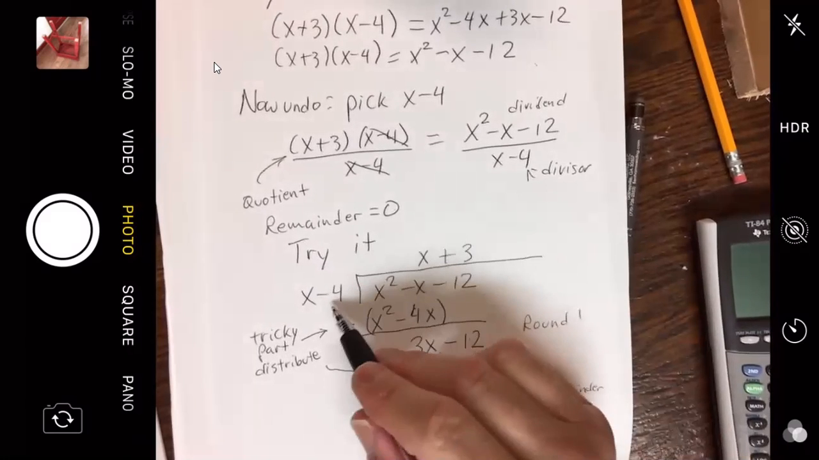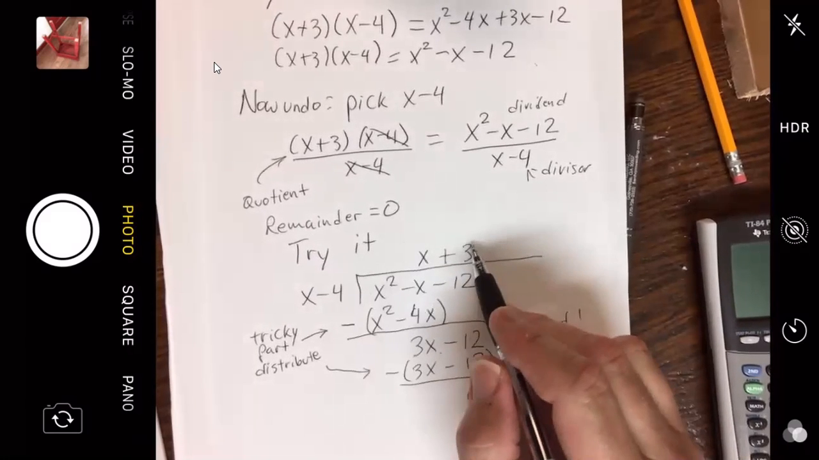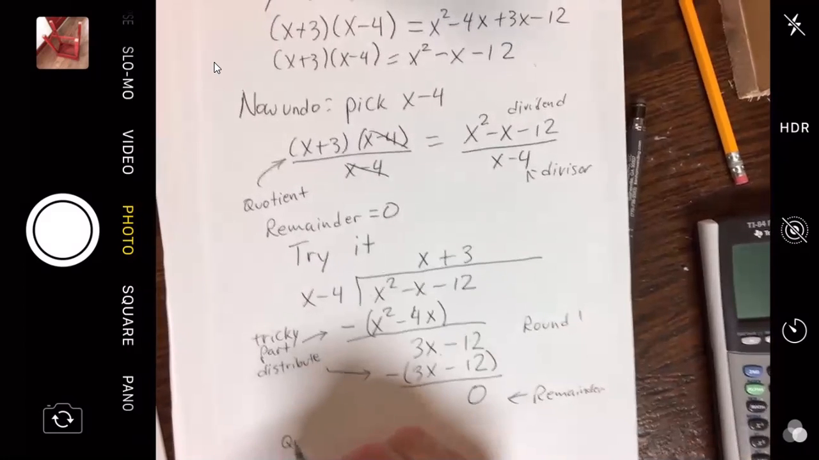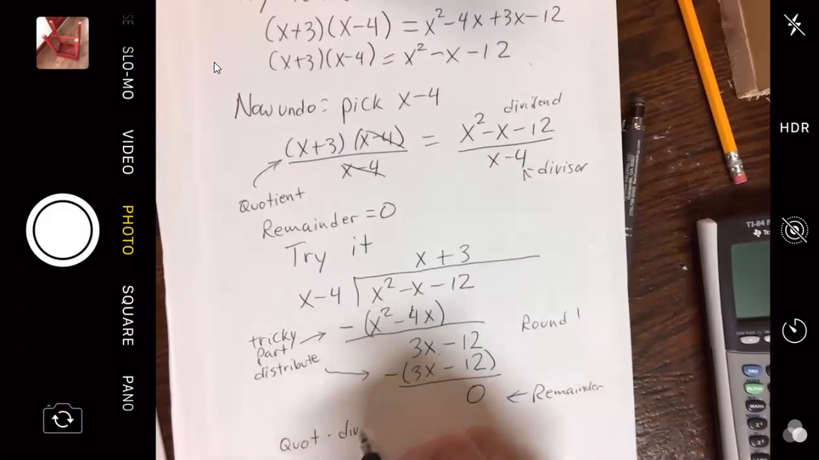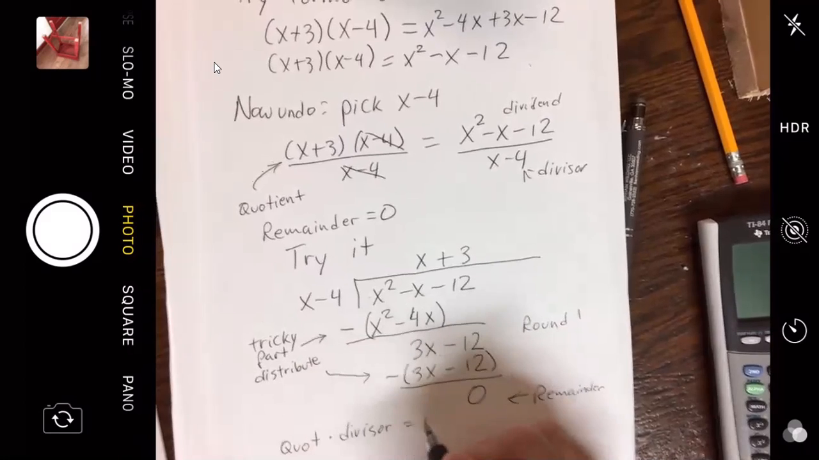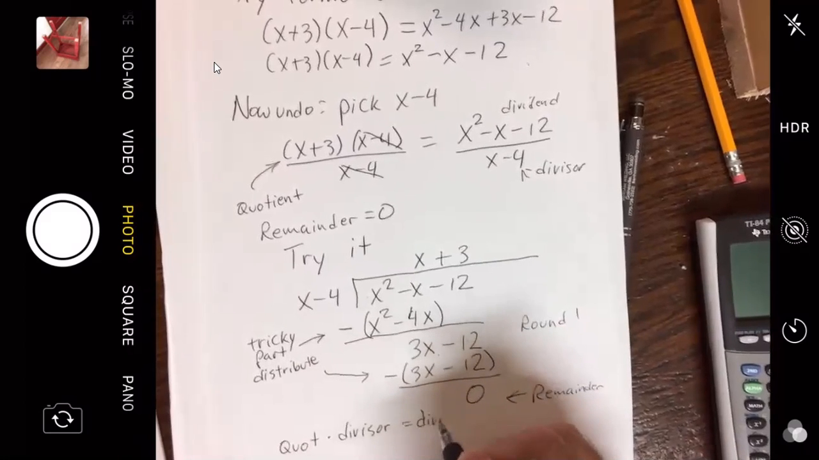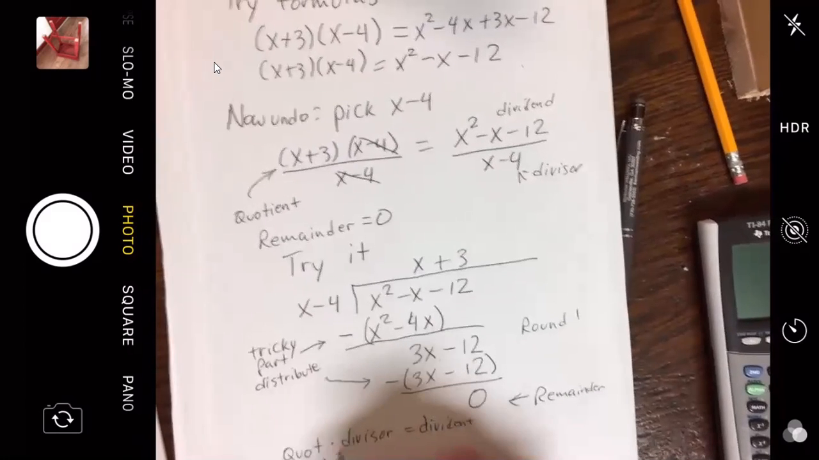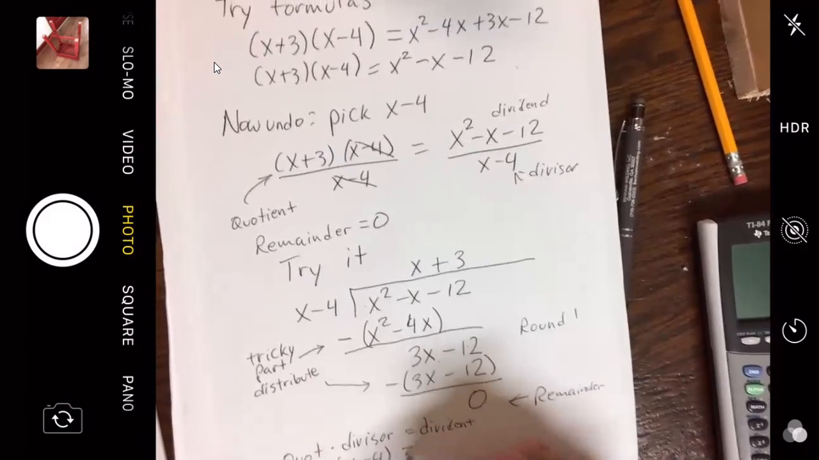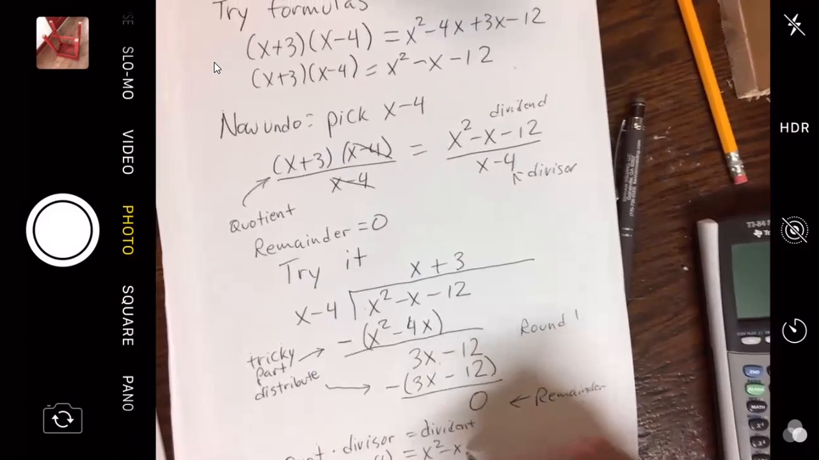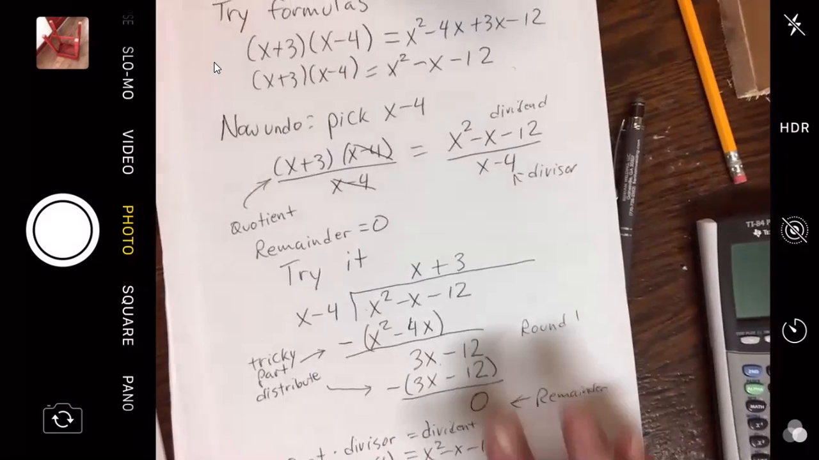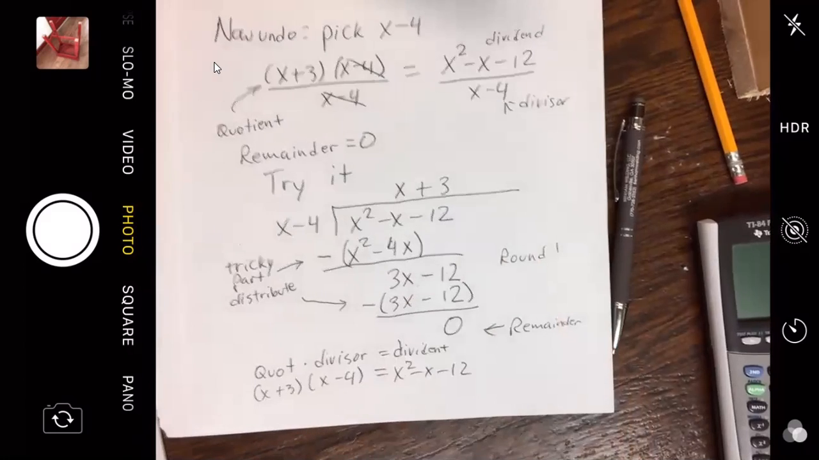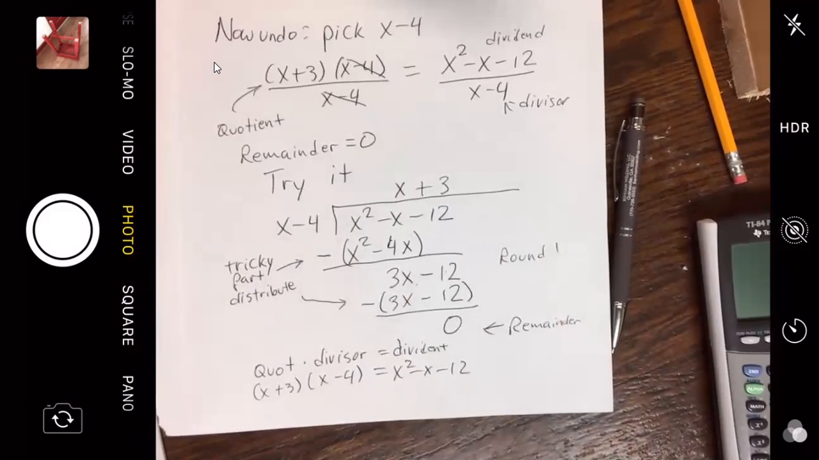Dividend, divisor, quotient, and notice quotient times divisor equals my dividend. Quotient is x plus 3, divisor x minus 4, dividend x squared minus x minus 12. I don't know if that proved anything to anybody or only to me. We'll try some homework.